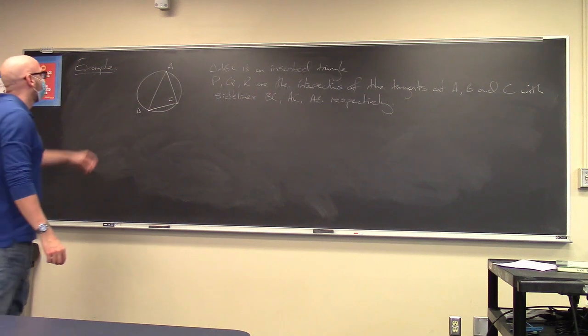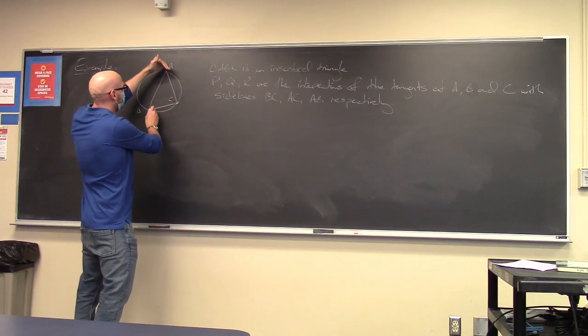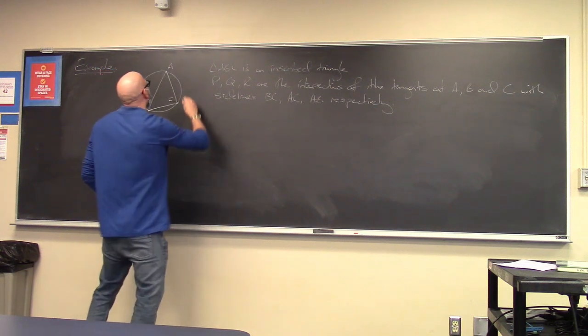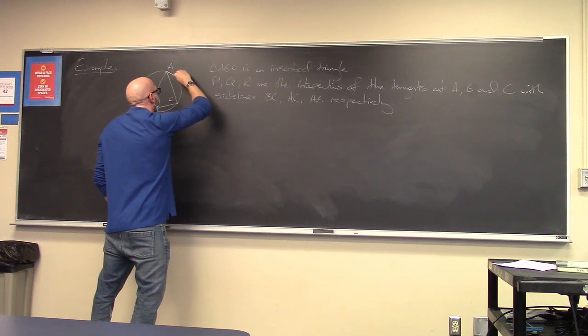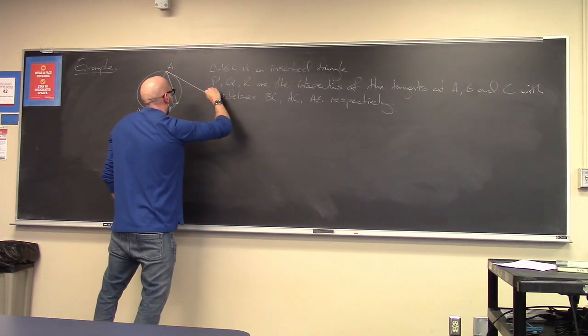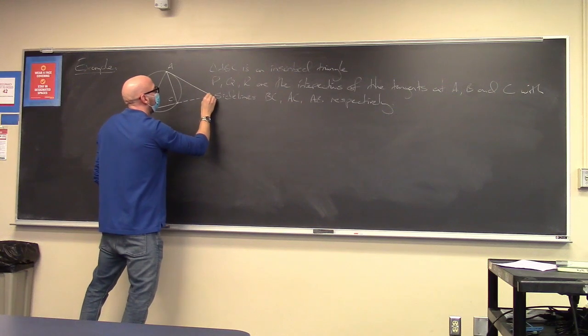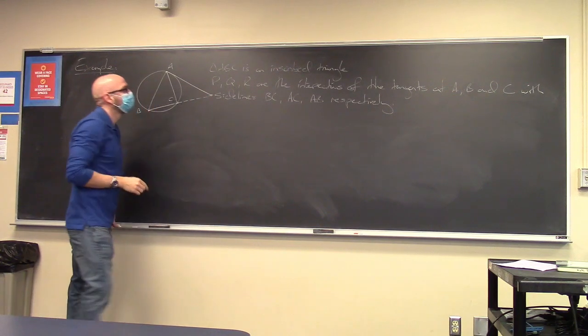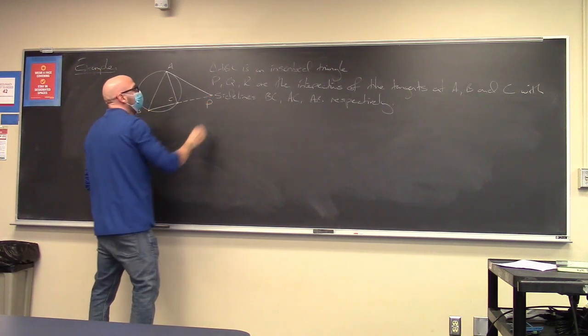Alright, so what I'm going to do is draw on the tangent at A, and look at where that intersects sideline BC. Let's see, tangent at A probably intersects sideline BC somewhere around here. And I said I was going to call that point P.